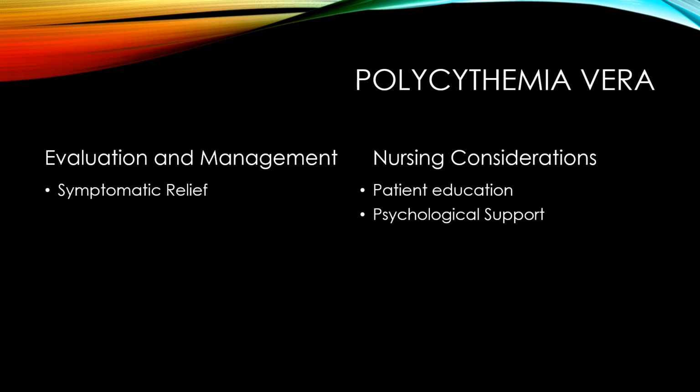So our evaluation and management of polycythemia vera: we're going to use direct and indirect ophthalmoscopy, and then symptomatic relief by phlebotomy to lower red blood cell count and reduction of the total blood volume. Our nursing considerations, again, patient education, and helping the patient understand controlling the underlying disease process. They'll have to follow up on knowing what signs and symptoms of the disease appear as it progresses, and again, psychological support.